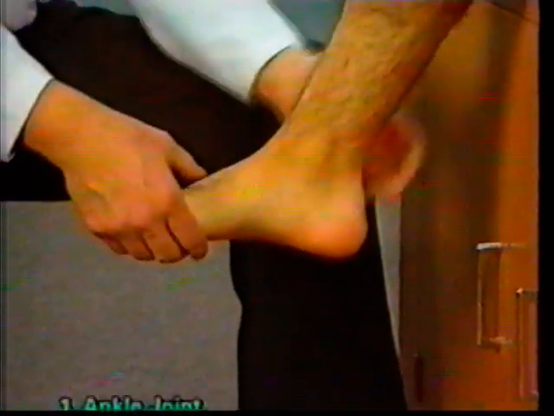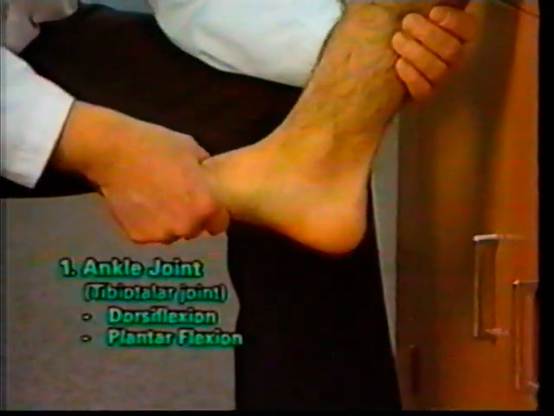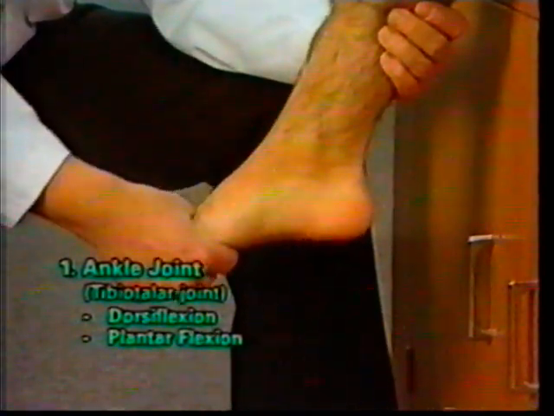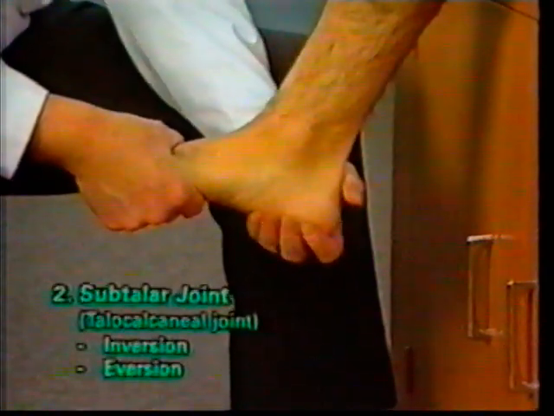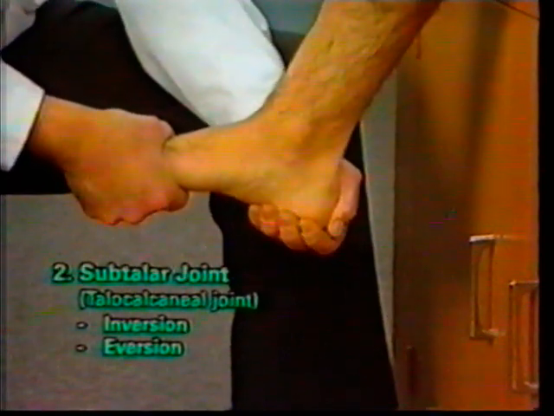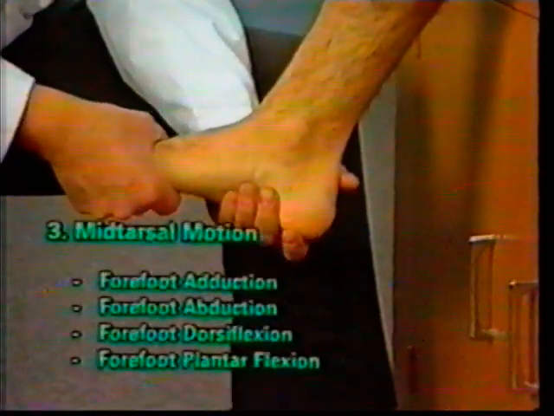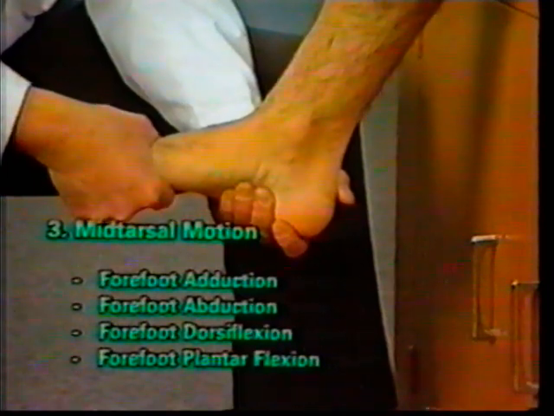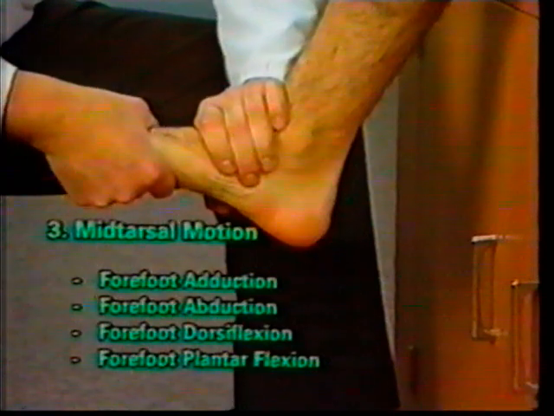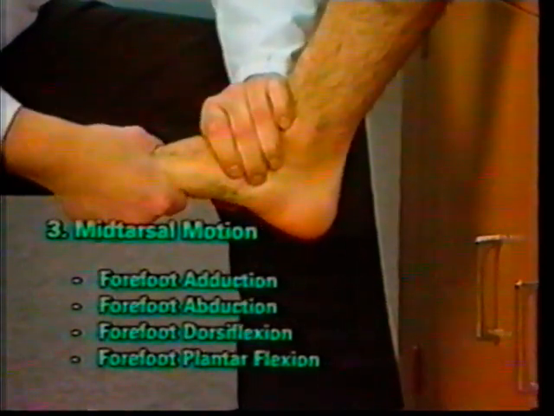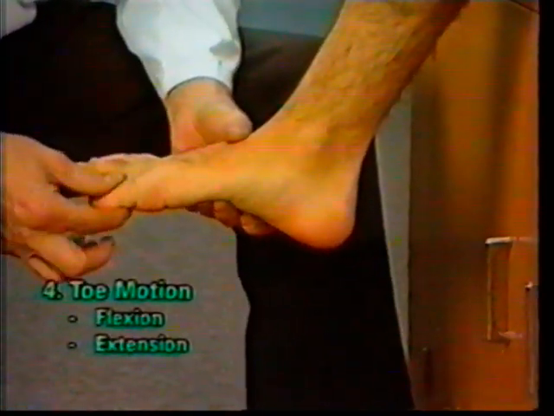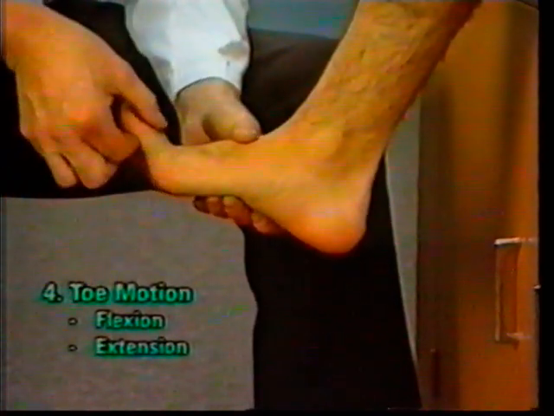These are as follows. 1. Ankle joint: dorsiflexion, plantar flexion. 2. Subtalar joint: inversion, eversion. 3. Midtarsal motion: forefoot adduction, forefoot abduction, forefoot dorsiflexion, forefoot plantar flexion. 4. Toe motion: flexion, extension.